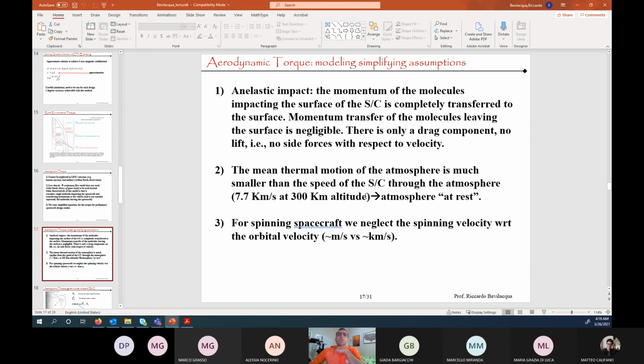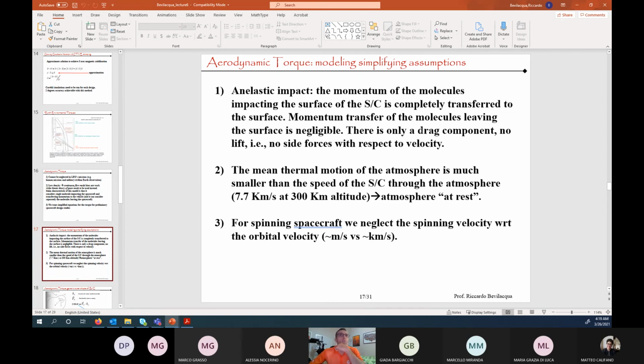The additional assumptions that usually are made is that these impacts of the particles of the atmosphere with the spacecraft are inelastic, so there's almost no reflection. The linear momentum that they carry is completely transferred to the spacecraft surface, and there's almost nothing left to the particle after it bounces off the surface. This also means that there is just a drag component, no lift, no side forces with respect to the velocity, which is not true.